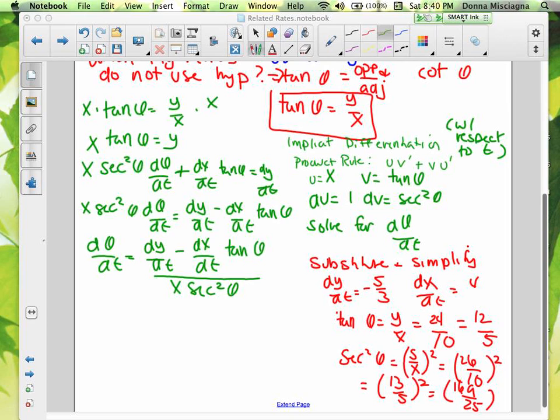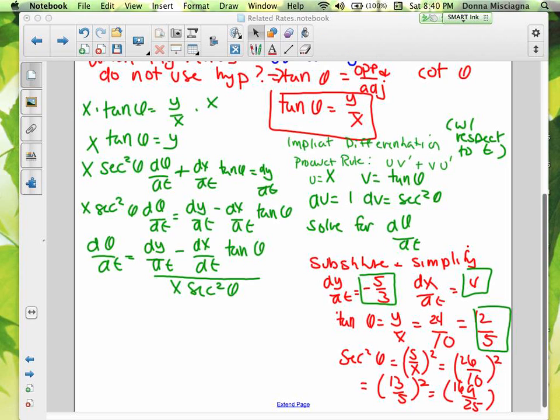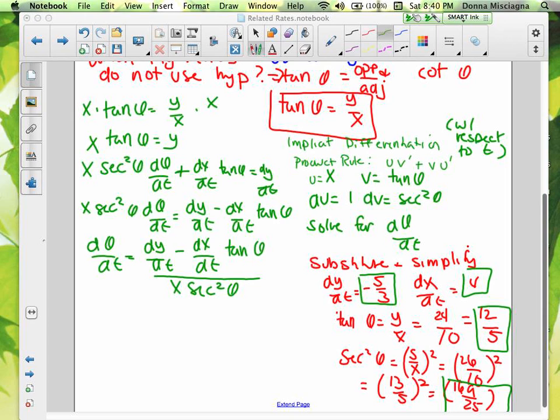So those are all our values. We've got negative 5/3, the 4, the 12/5, and the 169/25. That's everybody, right? Did I miss anybody? I don't think so. Nope, I don't see anybody missing. All right, so let's substitute and simplify over here.